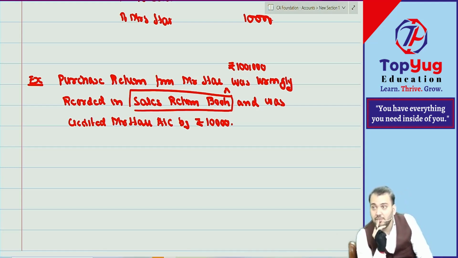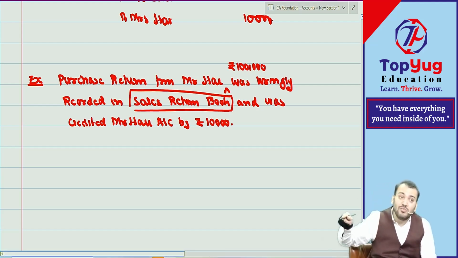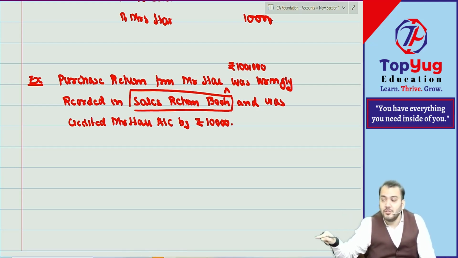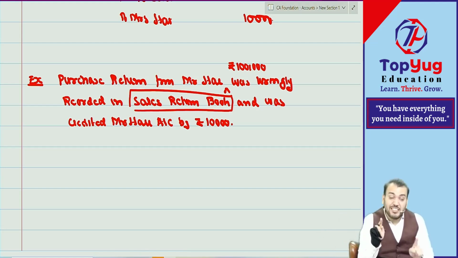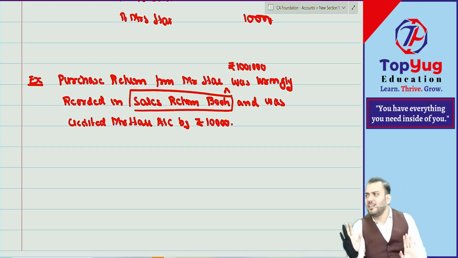Has it become too much? Have you understood what I am saying? One second, I am explaining. It was a purchase return to be recorded in the purchase return book but wrongly recorded in the sales return book, by what amount? 1 lakh only. But from the sales return book it was posted to Mrs. Hari account with the wrong amount. Correct? Means sales return account is correct, but that account is wrong. Understood?